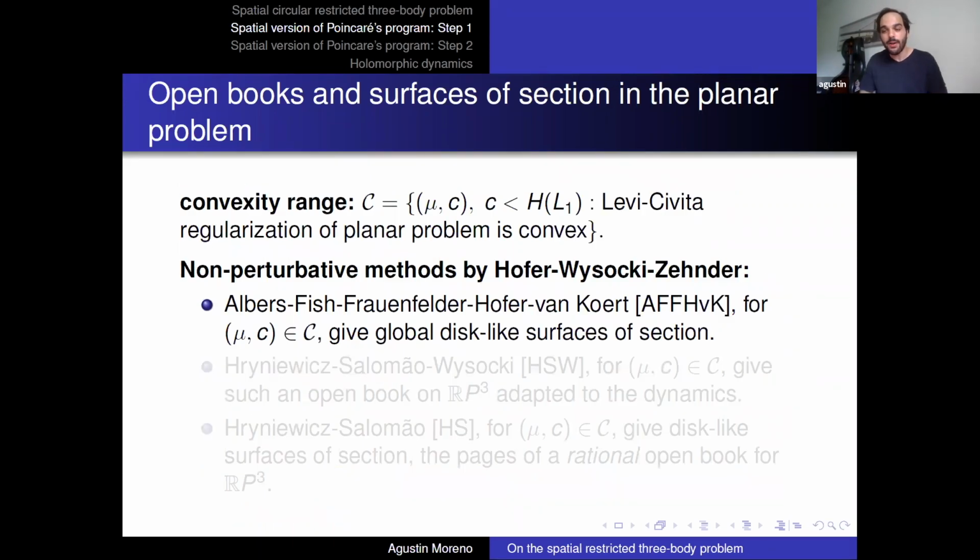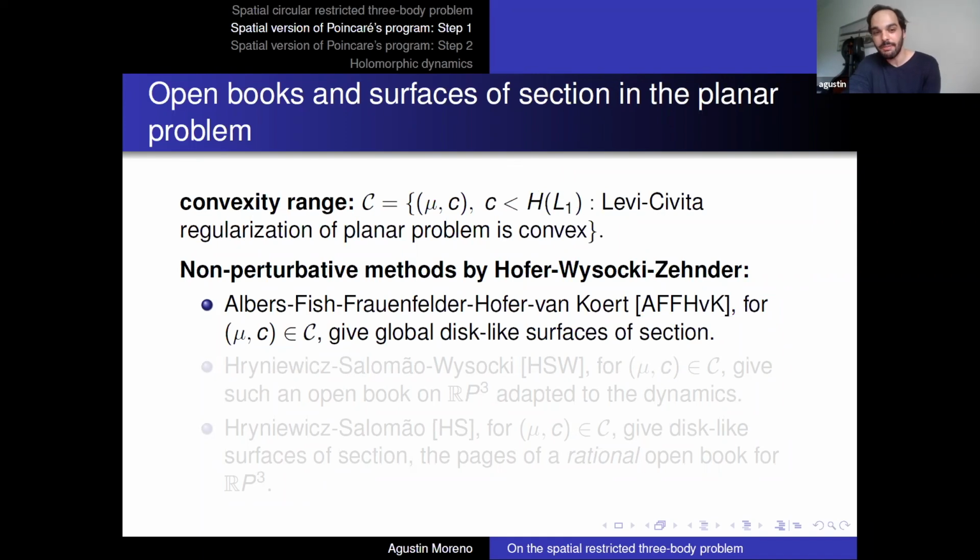As far as I'm aware, all the non-perturbative methods that give us something in this problem today are based on foundational work by Hofer, Wysocki, and Zehnder. So holomorphic curve theories, holomorphic planes and stuff like that. In this setup, what we usually consider is what we call the convexity range. So the convexity range is those pairs of values of mu and C with subcritical C, such that the so-called Levi-Civita regularization of the planar problem is convex.